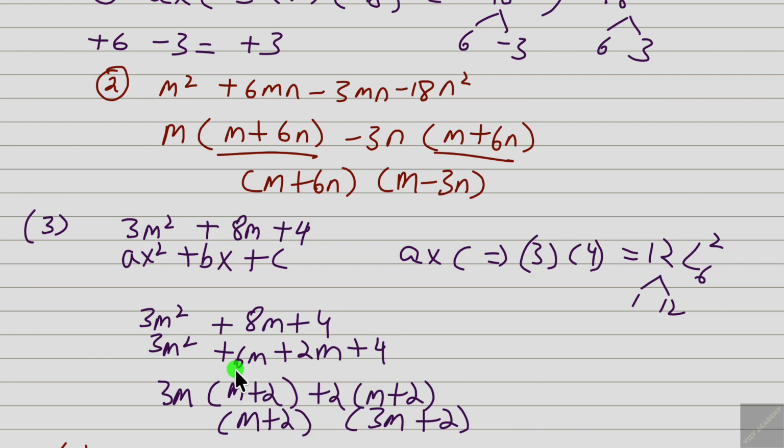Again, don't forget the c here now. You have 4 times 3, so that is 12. So we are on the right track. 6 plus 2 is equal to 8.